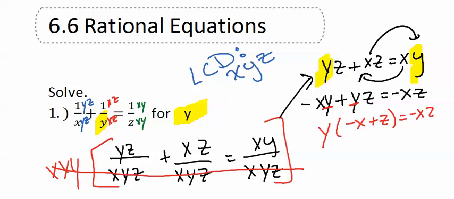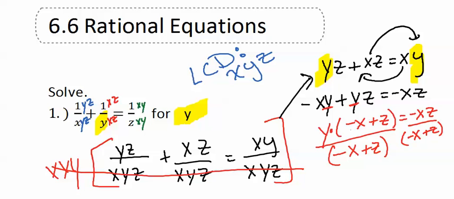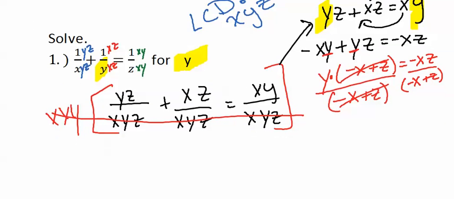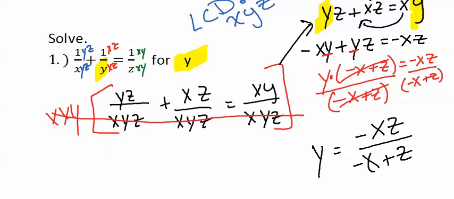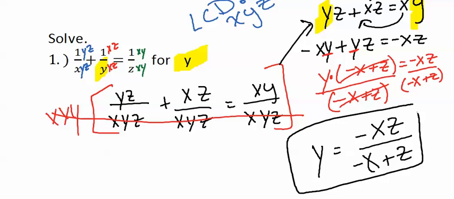And what you'll see there is that allows us to then divide it by that quantity negative x plus z, and get it by itself. So our final answer is y equals negative xz over negative x plus z. Again, remember the x and the z's can't cancel out here because there's no plus sign in the middle, so it won't just cancel out.